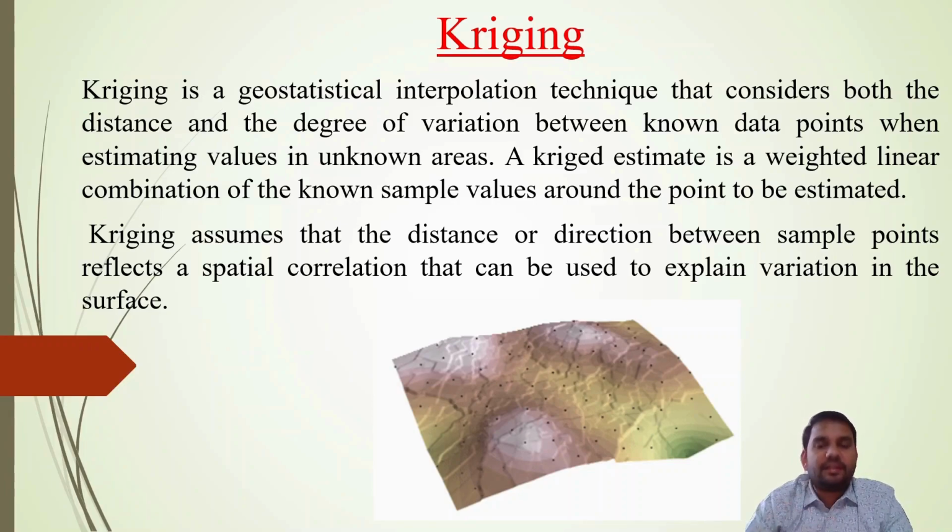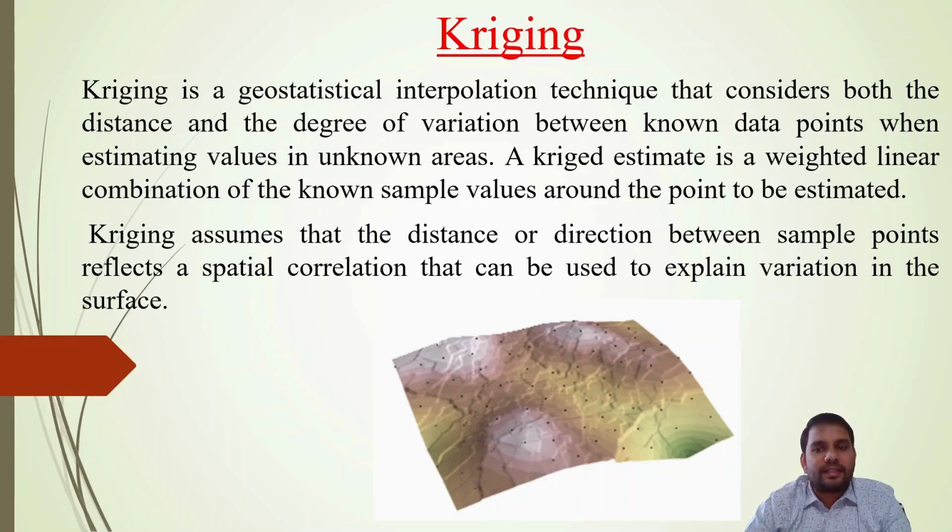So let's begin with the definition. Kriging is a geospatial interpolation technique that considers both the distance and the degree of variation. Previously, in IDW, it was considering only distance. But here it is considering both the distance from the sample point and the degree of variation. Spatial degree of variation means to which extent it can expand in space. Spatial means with respect to space.